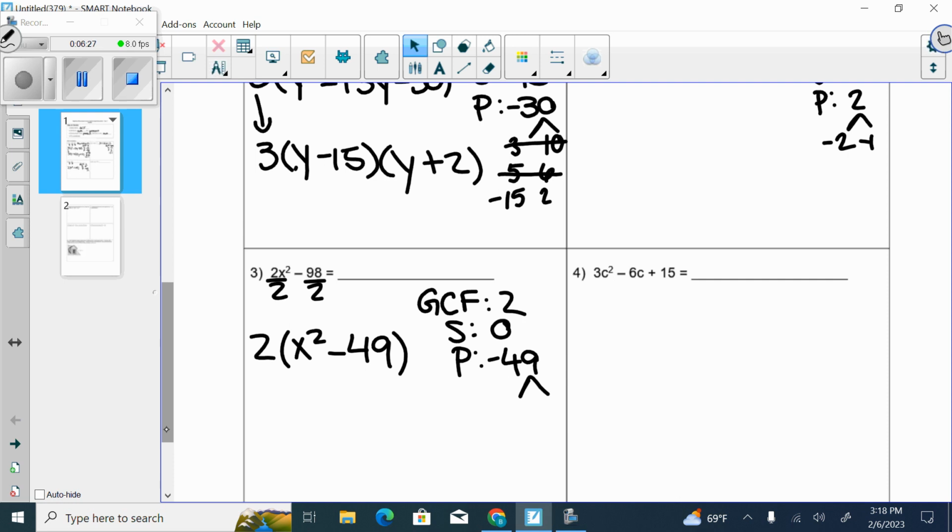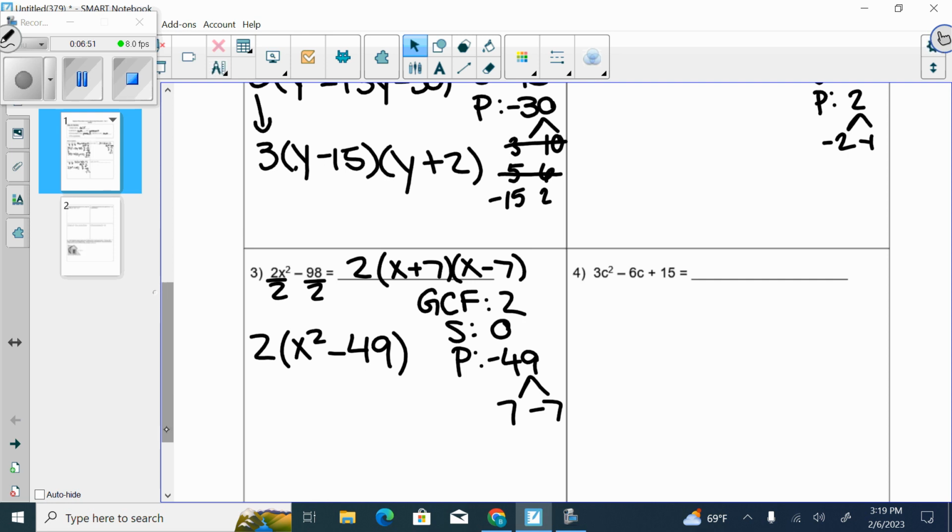Yeah, 7 and 7. So it multiplies to give us 0 and adds to give us negative 49. It's going to be a 7 and a negative 7, right? A negative times a positive is a negative, and those two add to give us 0. Good. So I put my GCF down first, and then I write my 2 parentheses. x plus 7 and x minus 7.